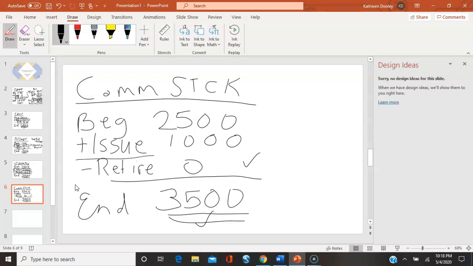So this issue of 1,000 is going to go on to my statement of cash flows. In the financing section, I'll say issued common stock for 1,000. If you know how many shares of stock, then you should also say issued 100 shares of stock or whatever, and otherwise just say issued stock. All right.